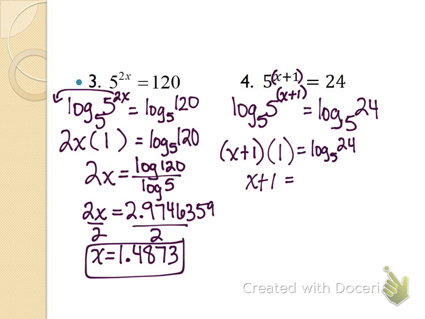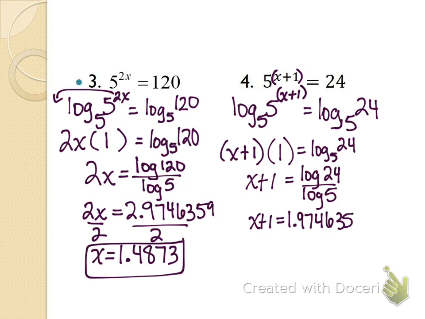Change of base means I'm going to rewrite the other side as log of 24 over log of 5. Good. Yes, they both have a base of 10 now. Log base 10 of 24 over log base 10 of 5. Now it's time to use my handy dandy calculator. Make sure you close your parentheses after that 24. So we have that x plus 1 equals 1.97464, something close to that, 4635.